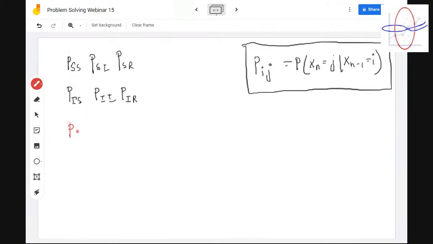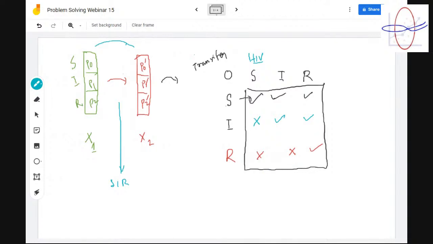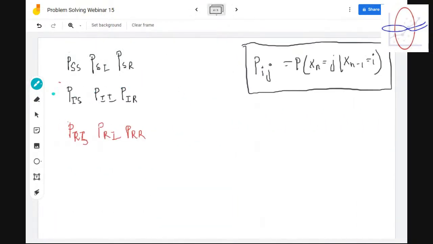Next, what will the last row be? Probability recovered to infected, recovered to susceptible, and recovered to recovered. Can you tell me something about these individual probabilities? I have given you an idea about what can happen here. So tell me about these probabilities mainly.